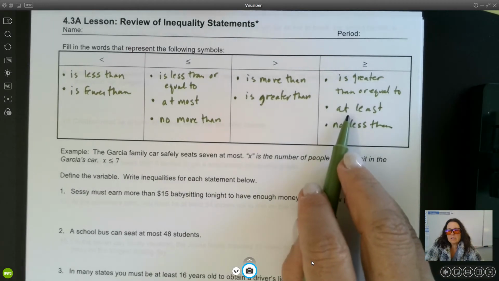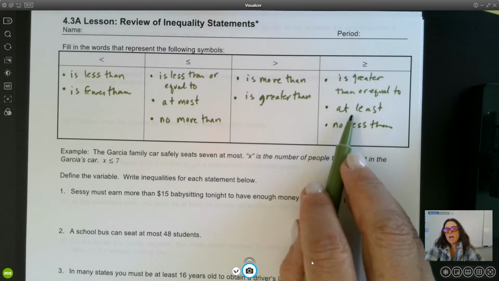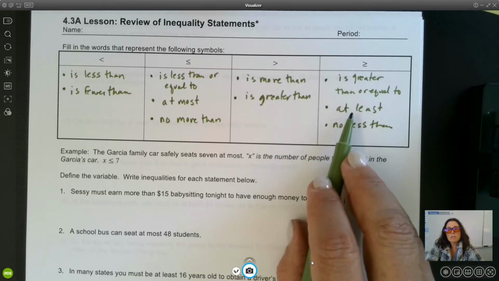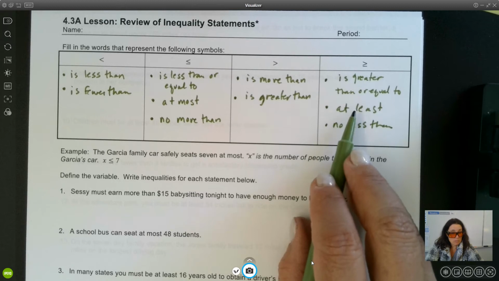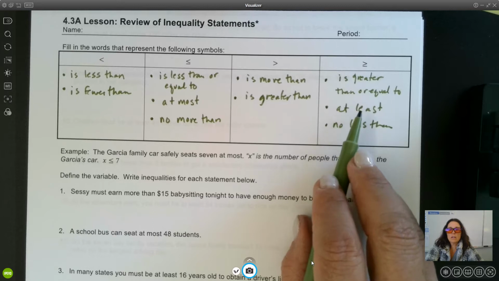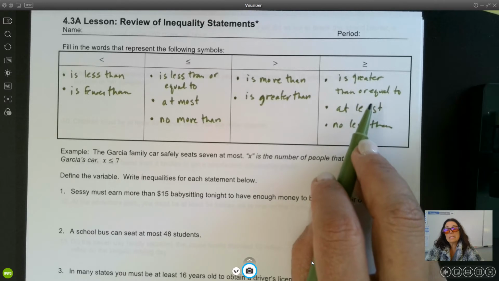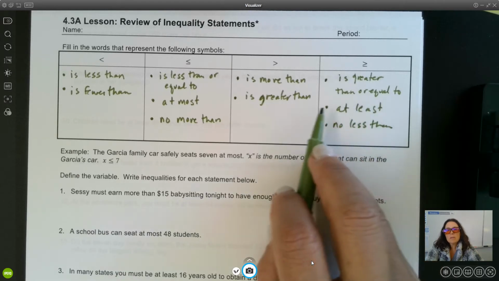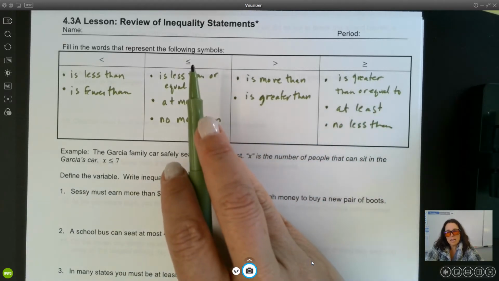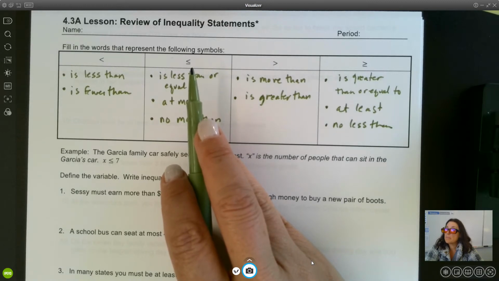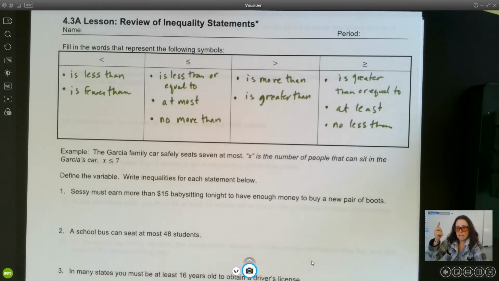At least. If you have at least 100 bucks in your bank account, you could have 100, you could have 1,000, but can you have 50? So at least means you've got 100 bucks or more. So don't be confused when you see the word least. You might be thinking of less than. Don't be confused by that. You need to think about the meaning of them.